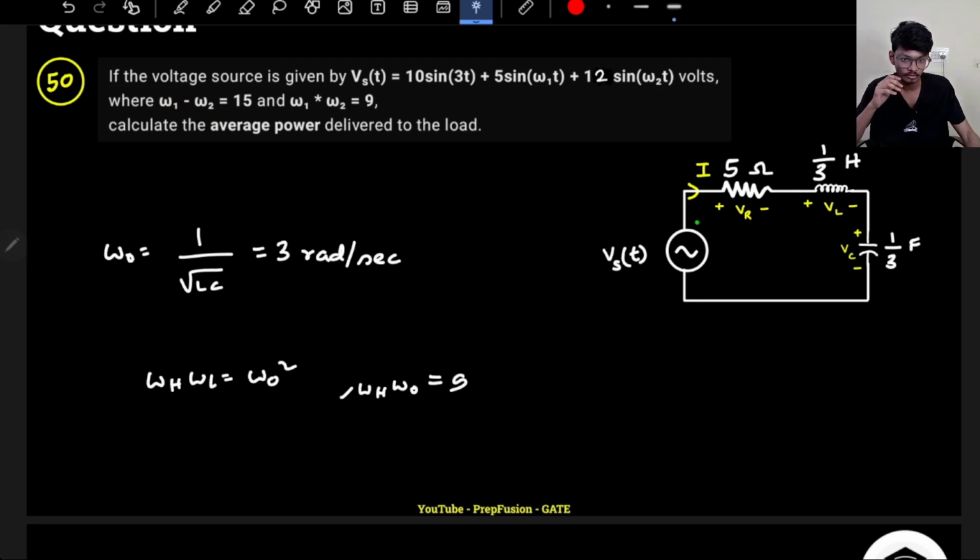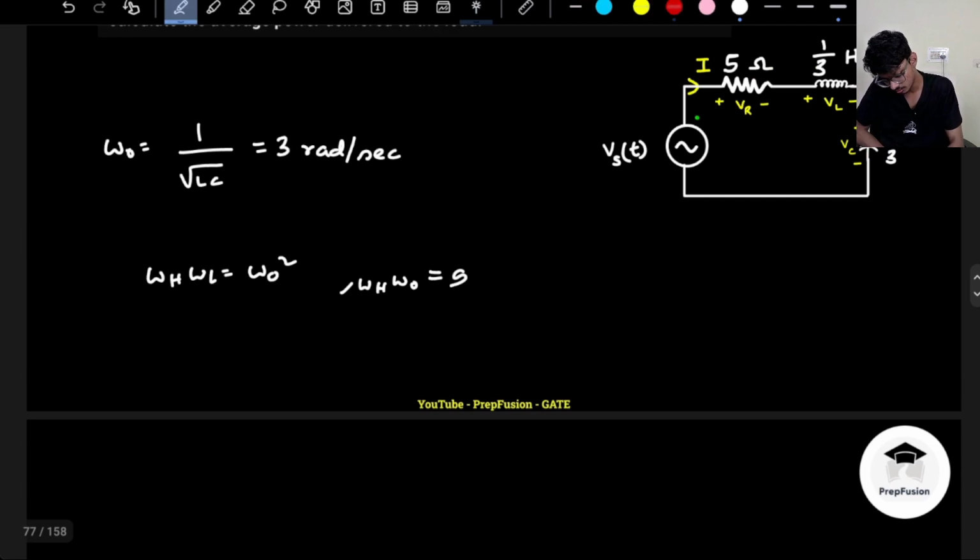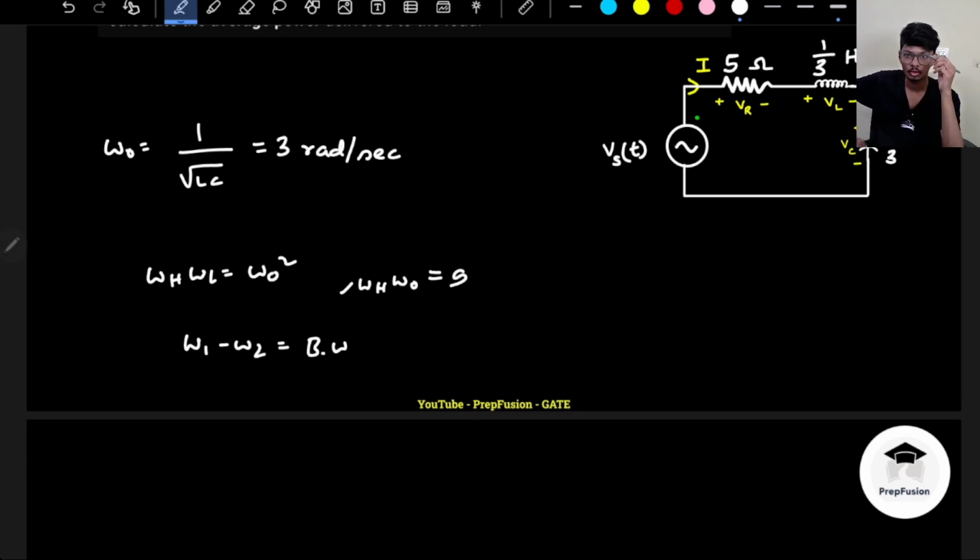So if you remember the formula, it was bandwidth by 2. Basically omega 1 minus omega 2 is basically what? The bandwidth of the circuit, right? Or if you remember, omega h is what? Omega h is bandwidth by 2 plus under root whatever that value. Omega L is what? Minus bandwidth by 2 plus under root whatever that value is.